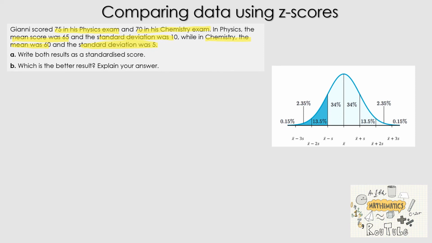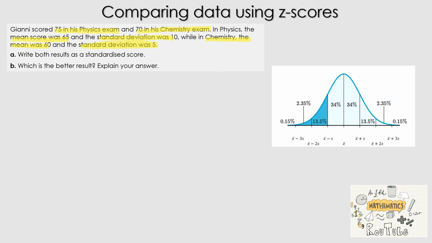So simplistically, we might look at this and say, well, Gianni scored 75 in his physics exam and 70 in his chem exam, so therefore his physics exam is better. Okay, but that's not necessarily the case. Remember, the z-score tells you the comparison between the actual result and the mean. Essentially, we are seeing how well Gianni did relative to his classmates in each specific subject or each specific exam.